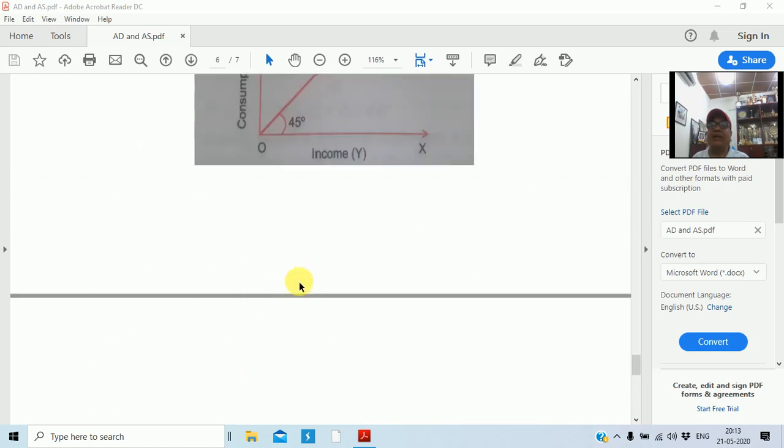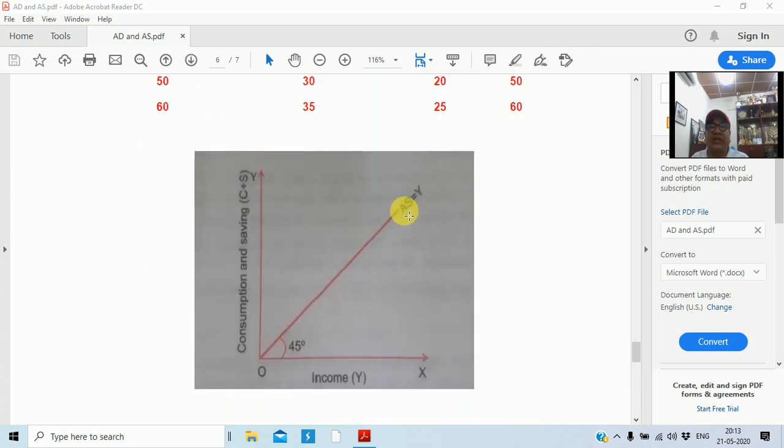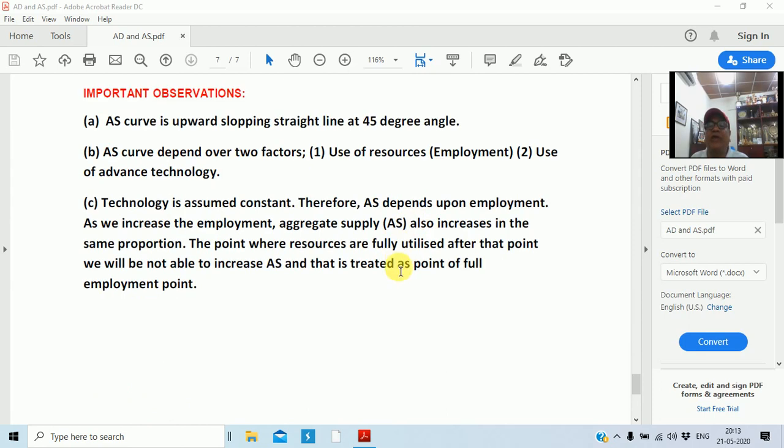What will happen to the aggregate supply? Suppose this is the resources up to this point. If resources are there up to this point, your aggregate supply will increase up to here only. After this, aggregate supply cannot go further. It will be constant. Why? Because no resource is left. And what is the only way to increase the aggregate supply? Now, the use of advanced technology. But what we assume is that technology is constant.